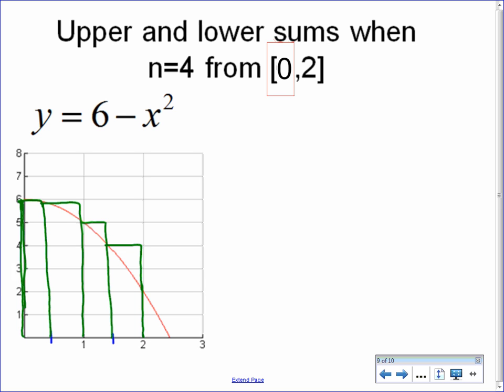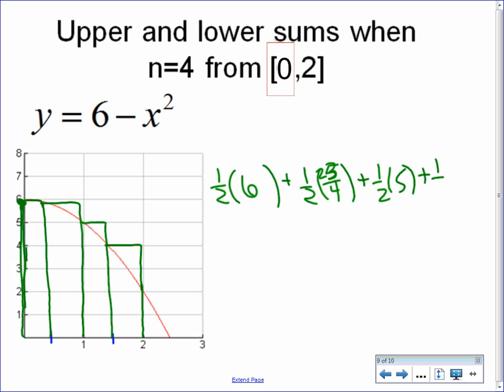Okay, so this rectangle right here has a width of 1/2. Its height comes from when x is 0, right? So its height is this. Our next rectangle, our height comes from when x is 1/2. So we already figured that out. It was 23/4. Sorry. Our third rectangle, its height comes from when x is 1. And what's our last height?